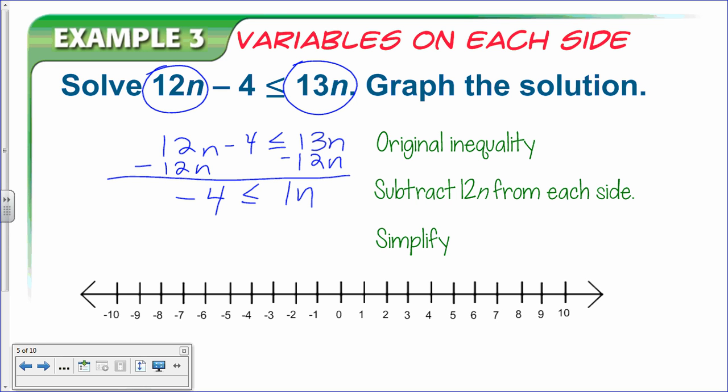Do I now divide? Why would you divide by 1? I can take it off, can't I? Okay, now I have to graph it, don't I? Okay, now, here's where it gets a little tricky. Notice what side my variable's on. What side is it on? It's on the right-hand side. So which direction do I graph?